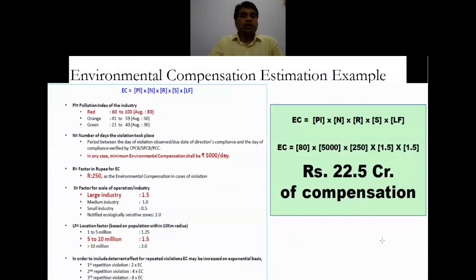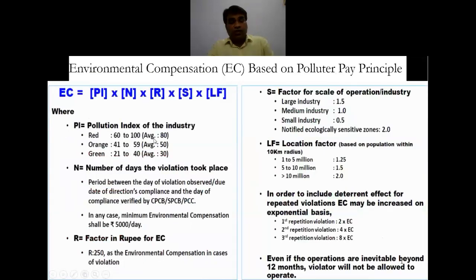See, here is the formula for environmental compensation. We have already discussed it in the previous presentation, when we discussed violation. So the formula for EC is equal to PI into N into R into S into LF, where PI is the pollution index, N is the number of days of violation, R is the factor in rupees for EC, S is the factor for scale, like large scale, medium scale, small scale, and LF is the location factor, like 1 to 5 million, 5 to 10 million, or more than 10 million.